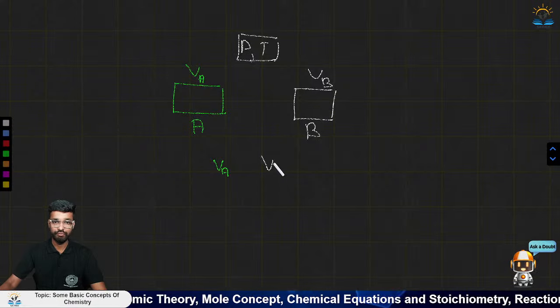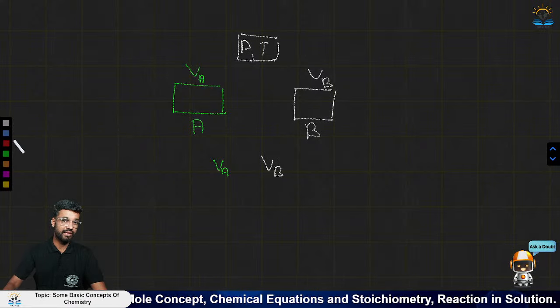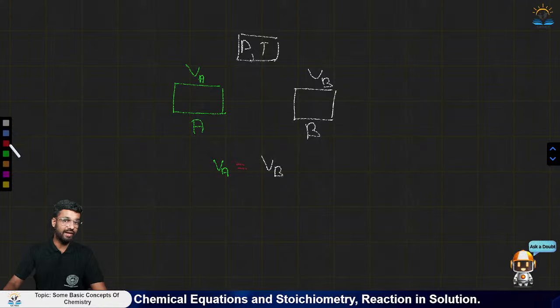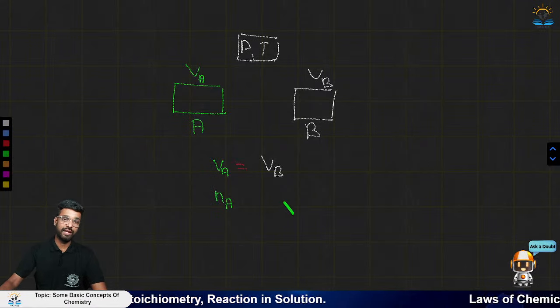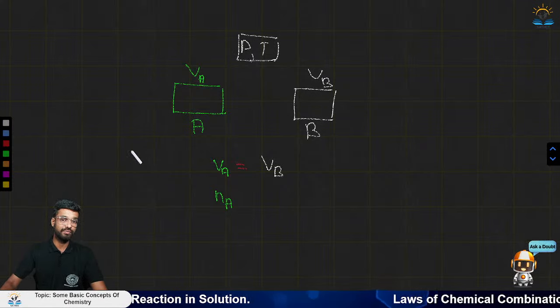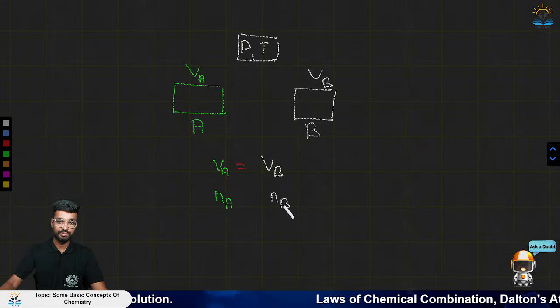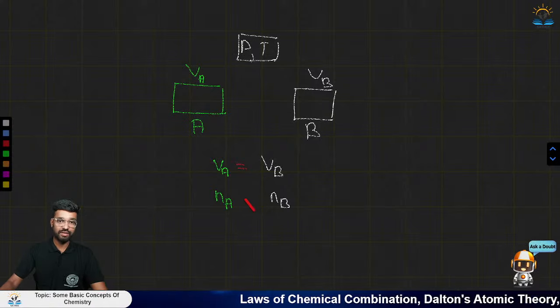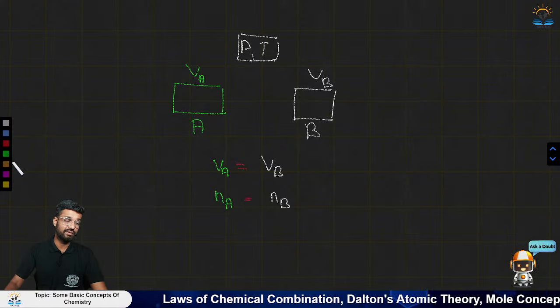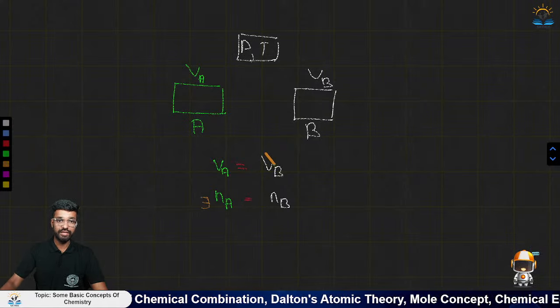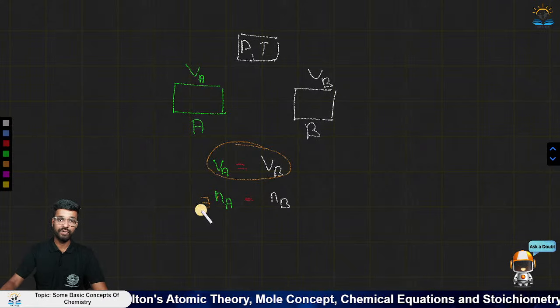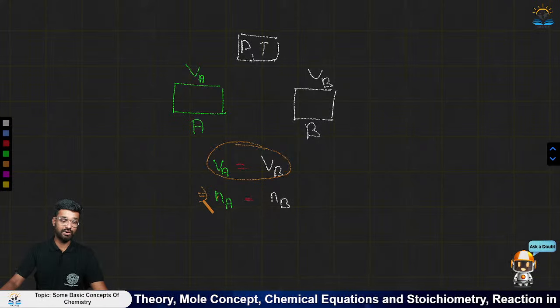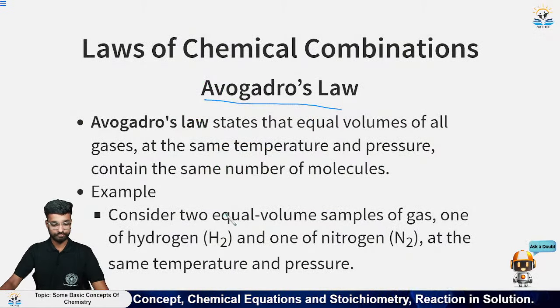then we can say that Na is equal to Nb, where N represents the number of molecules of A and Nb represents the number of molecules of B. So this implies that, so we can put an implies sign here. So if this thing is true at a given pressure and temperature, then this thing will be automatically true. So this is Avogadro's law.